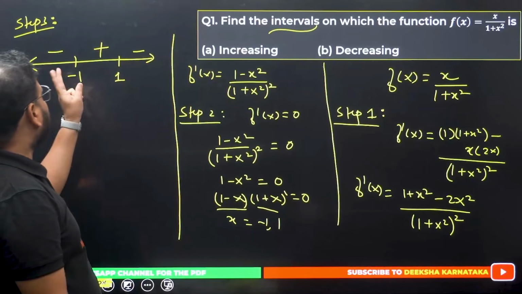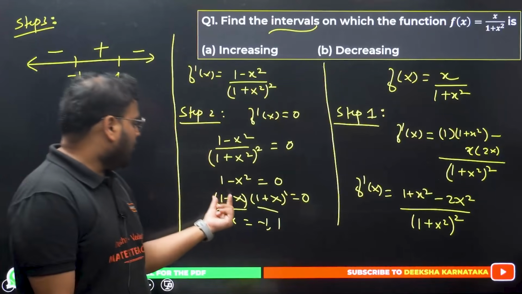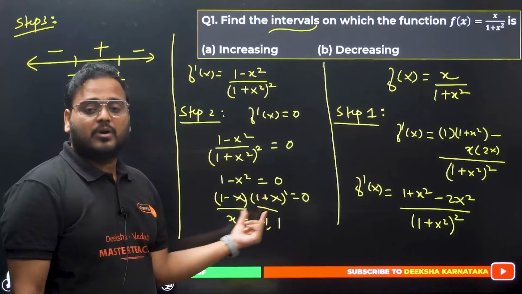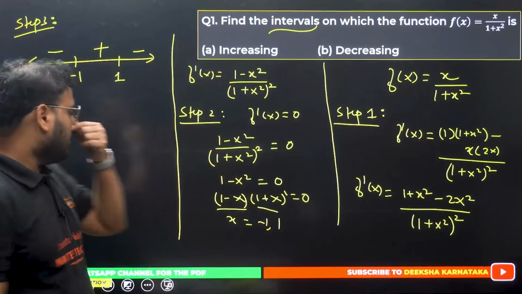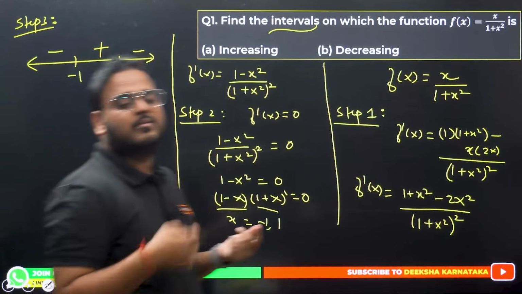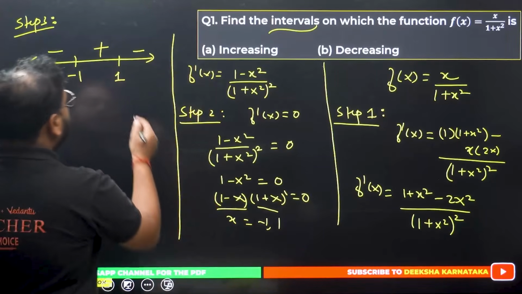Same if you put a value between minus 1 and 1, put 0. 1 minus 0 is 1, 1 plus 0 is, sorry, 1. Multiply them, 1 into 1 is 1, again positive. So any value between minus 1 and 1 gives the derivative as positive. Basically, I can simplify over here.